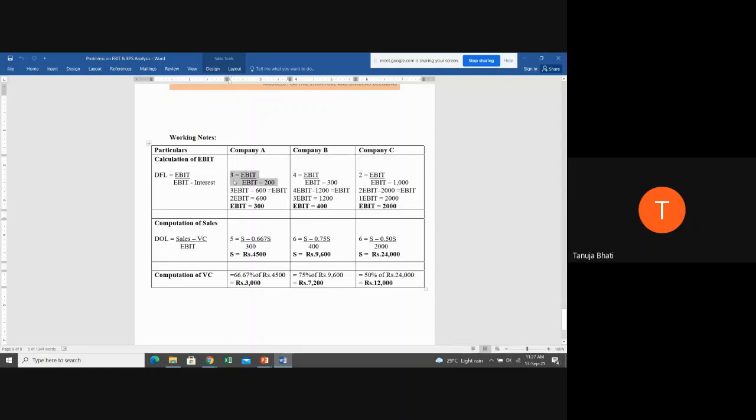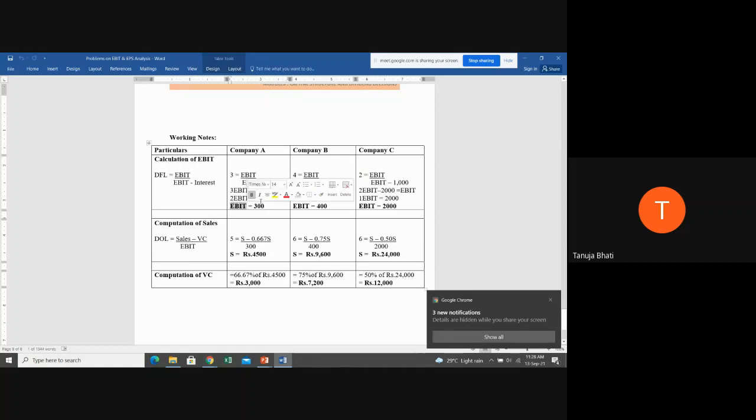How do you solve this? Bring this denominator, EBIT minus 200, towards your left hand side. So it becomes multiplication. So 3 EBIT minus 3 into 200, which is 600, is nothing but EBIT. So now here EBIT and EBIT. When you bring this EBIT on the left hand side, it becomes 2 EBIT equals 600. When you bring minus 600 to your right hand side, it becomes plus 600. Therefore, EBIT is nothing but 600 divided by 2, that is 300 rupees.